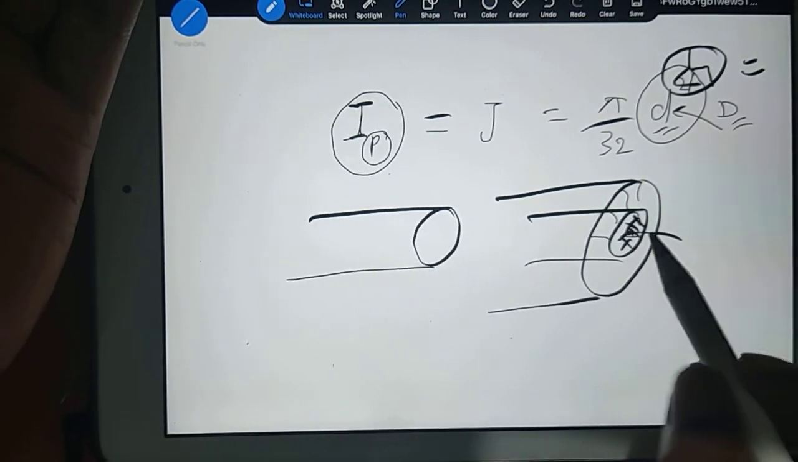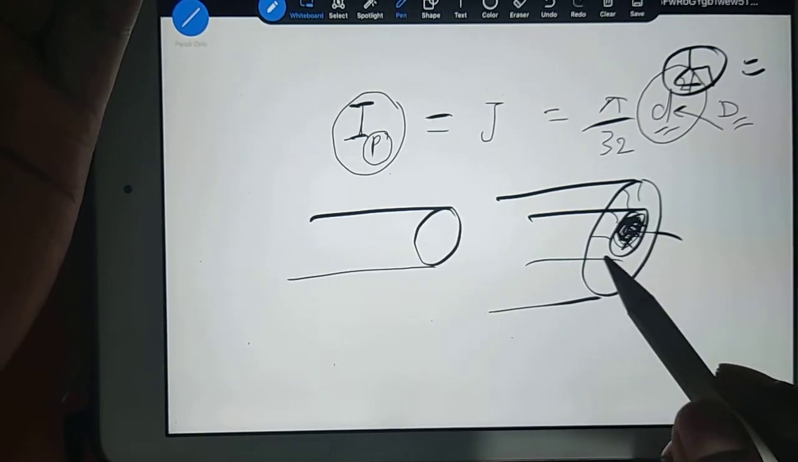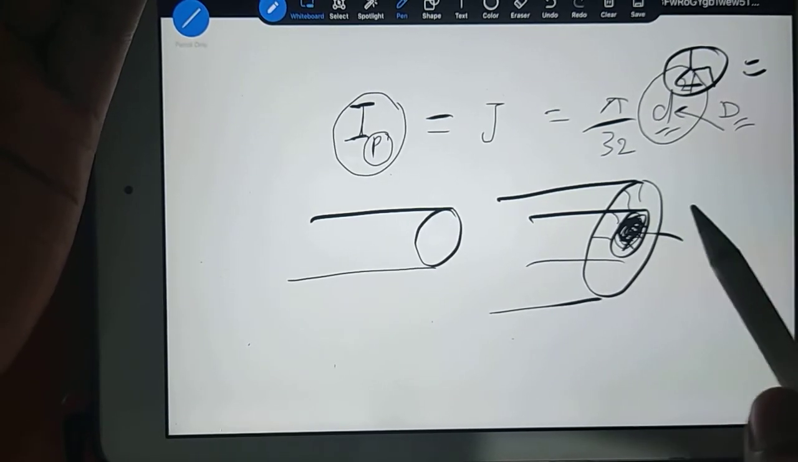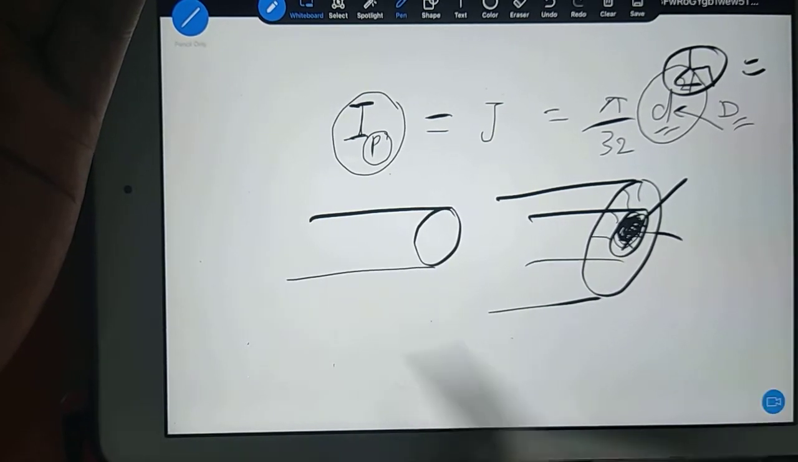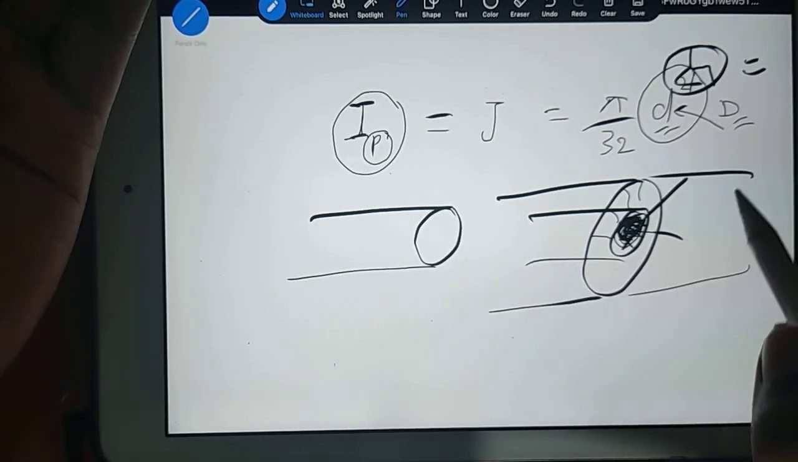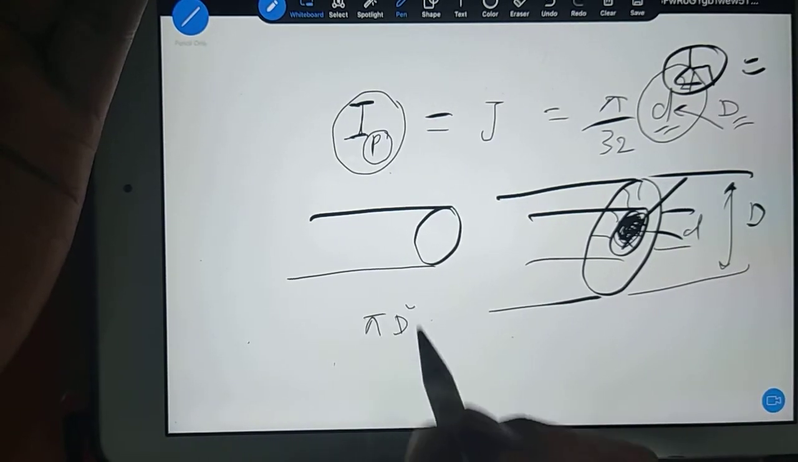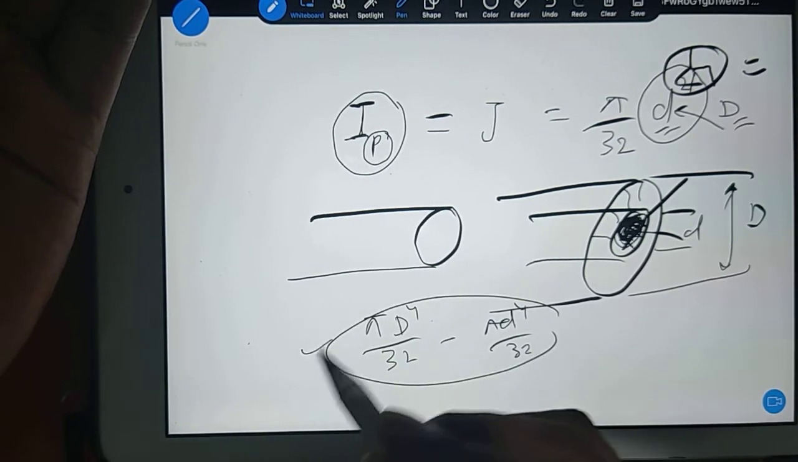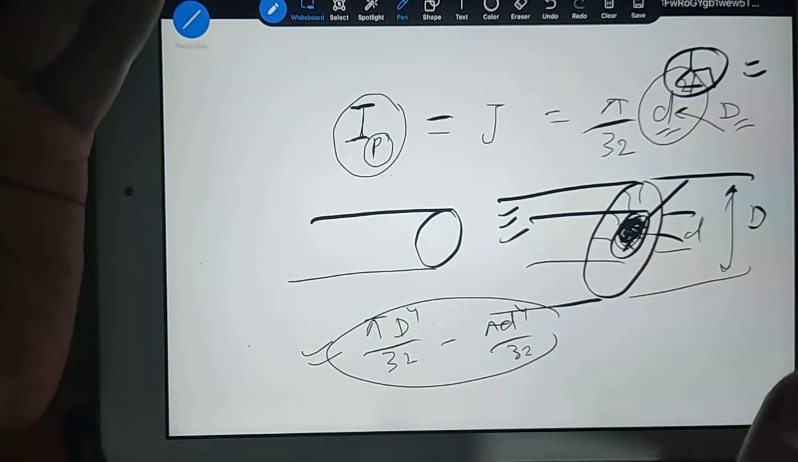So in that case what will happen? If there is no material, if there is no mass, that will not produce any kind of moment of inertia. There we cannot calculate. So in that case you have to subtract the smaller moment of inertia from the bigger moment of inertia. If the bigger diameter is capital D and the smaller diameter is small d, then pi D power 4 by 32 minus pi d power 4 by 32. You will calculate this and find the resultant moment of inertia of the hollow shaft. So these are the basic things.